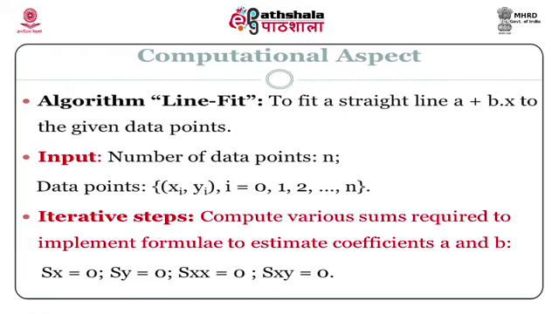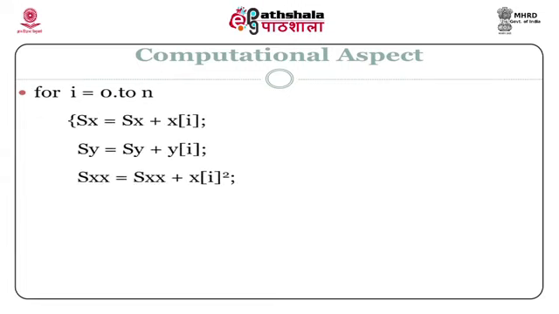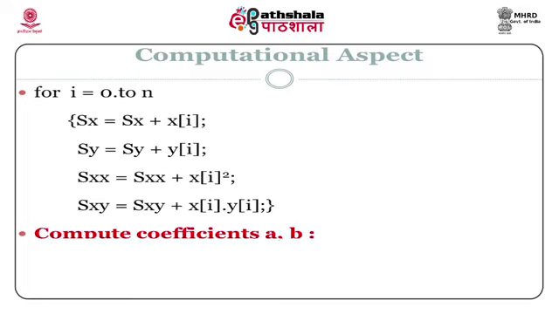We initialize all these sums to 0, and then for i equal to 0 to n, sx equals sx plus xi, sy equals sy plus yi, sxx equals sxx plus xi square, and sxy equals sxy plus xi times yi. That is a very simple for loop which computes all these sums, and after computing them we put them in the formula for A and B.